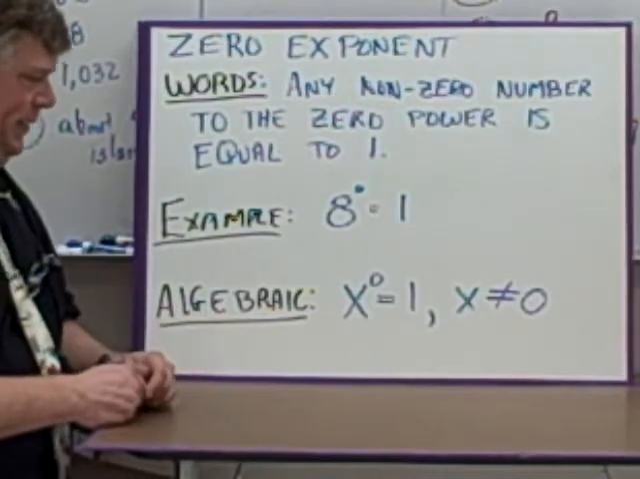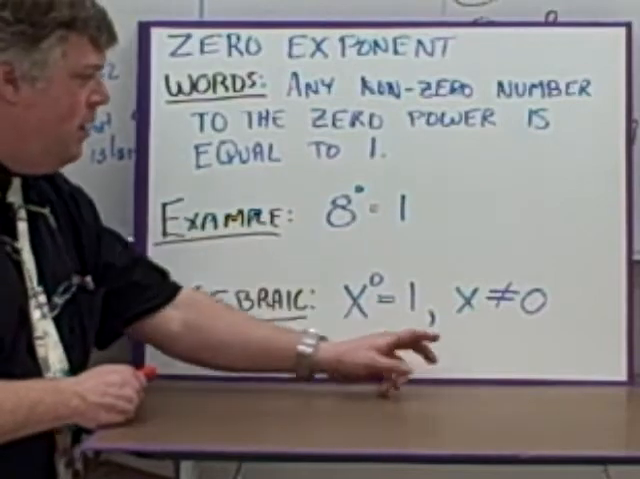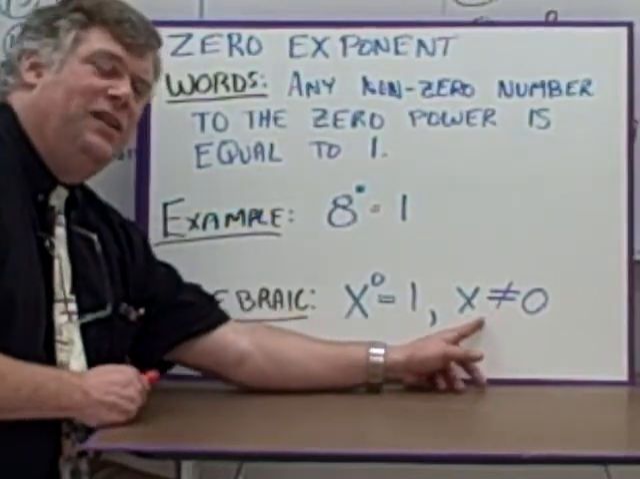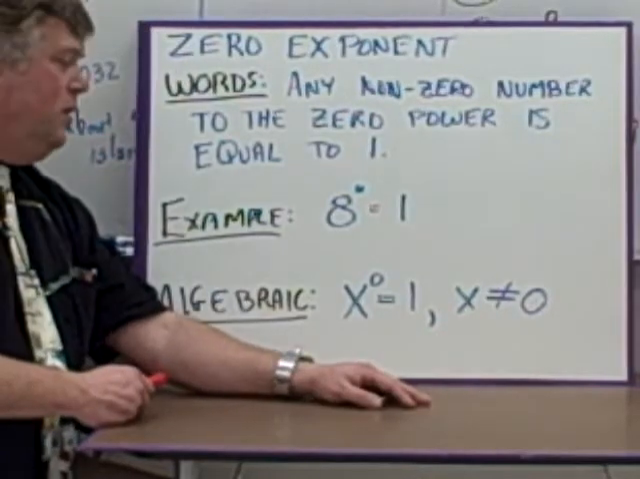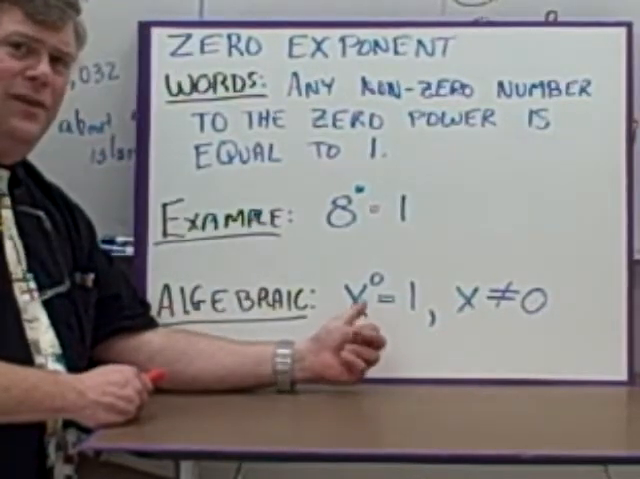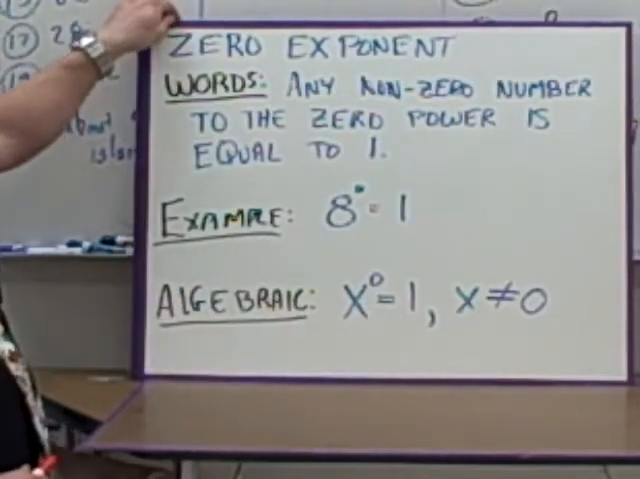Algebraically, that's written as x to the 0 power is equal to 1, with this side note that x is not equal to 0. Because when you plug in 0 here, 0 to the 0 power, that's another story, which we're going to get to in a moment.